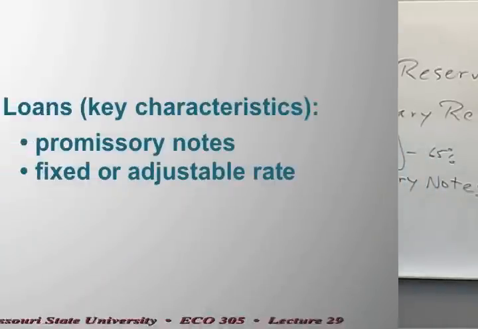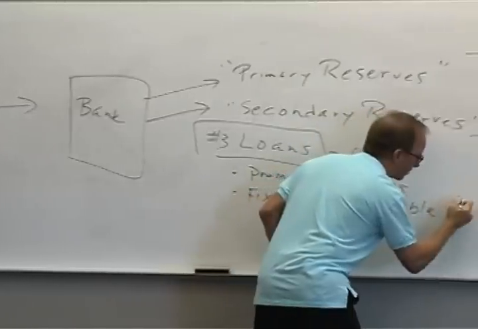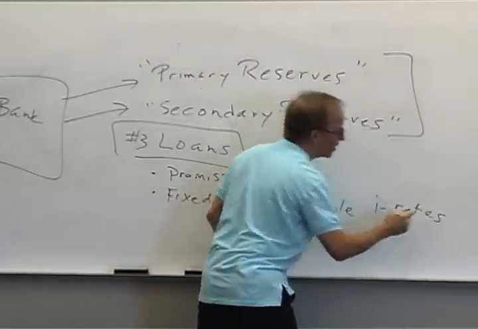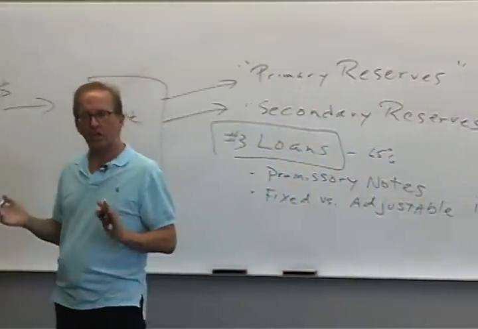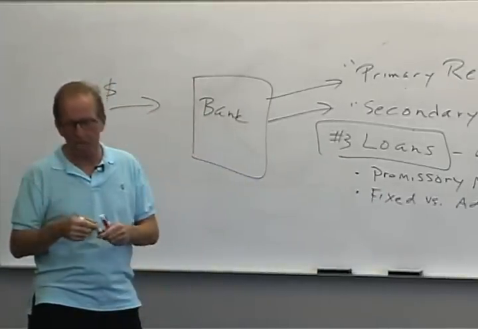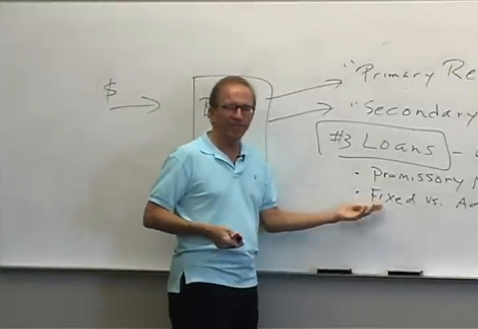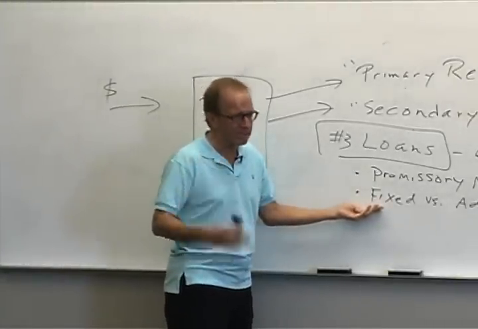There are other aspects of this. There are fixed versus adjustable interest rates on loans. It depends on who's doing the borrowing as to what's most common. Most of us, when we borrow money, most of us individuals are going to get a fixed interest rate loan. That's most of us as individuals.